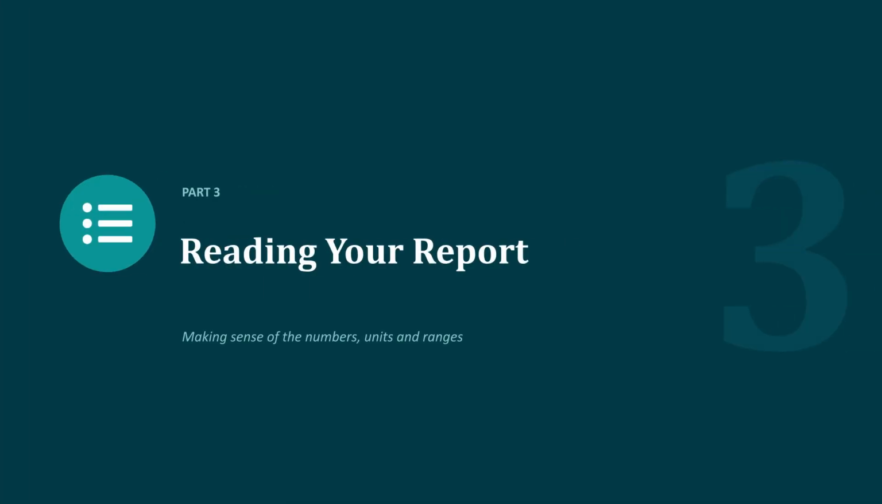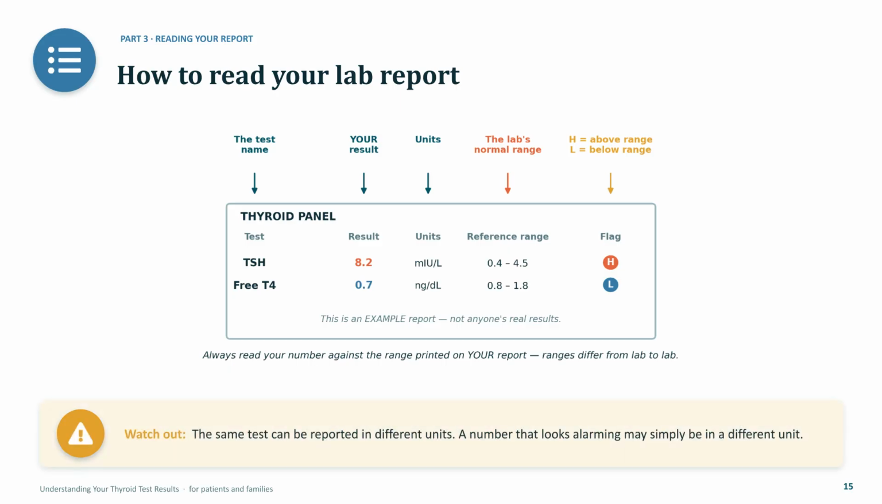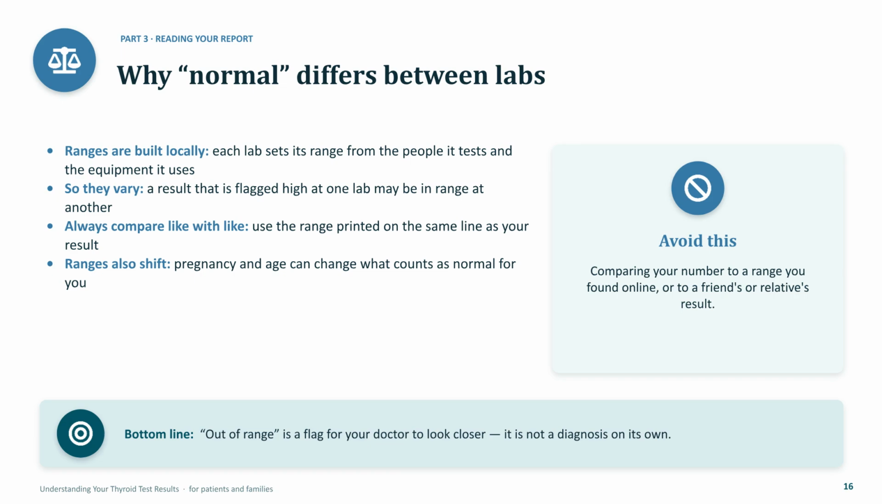In this final section, we will cover how to read your lab report, ensuring you can make sense of the various numbers, units, and ranges presented to you. When reading your lab report, always compare your result against the reference range printed on your own specific report, as these can vary between laboratories. Additionally, be aware that tests may be reported in different units. Ensure you are looking at the correct range for the units listed. It's important to understand that normal ranges vary between laboratories. Each lab establishes its own range based on its equipment and the population it tests.